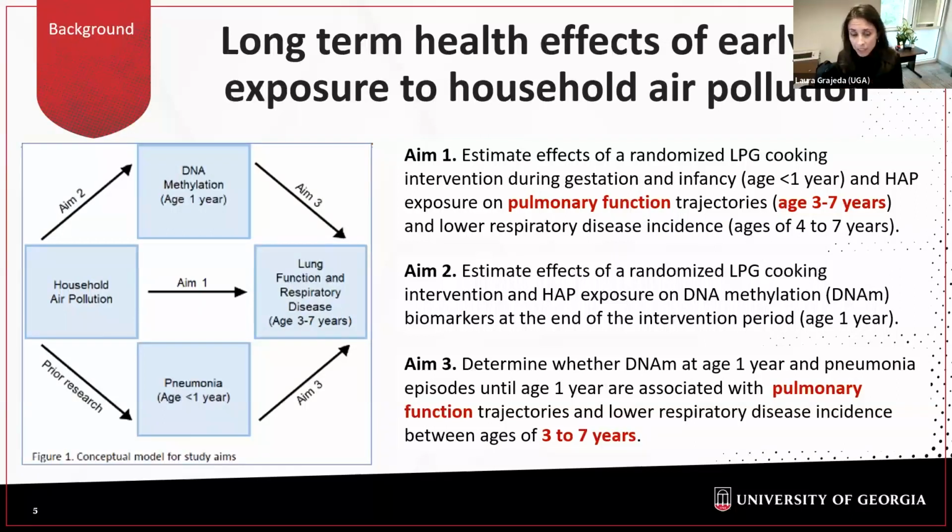The specific aims are illustrated in the figure on the left and are described on the right. Please direct your attention to aim number 1 and aim number 3. The outcomes of these two aims are lung function and respiratory diseases in children aged 3 to 7 years. We are aiming to work with lung function as an outcome because reduced lung function increases the likelihood of childhood asthma and also the likelihood of chronic obstructive disease later in adulthood.